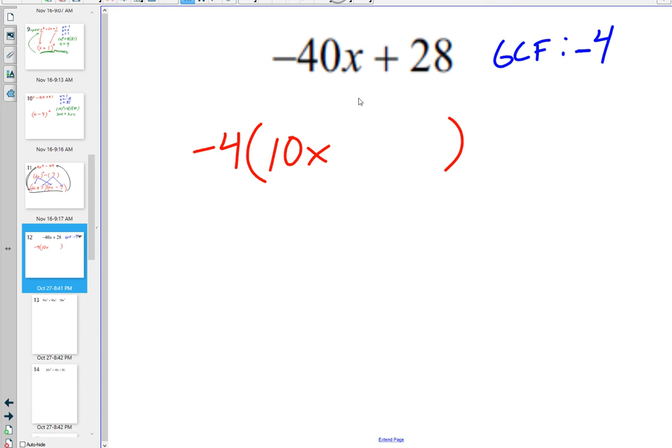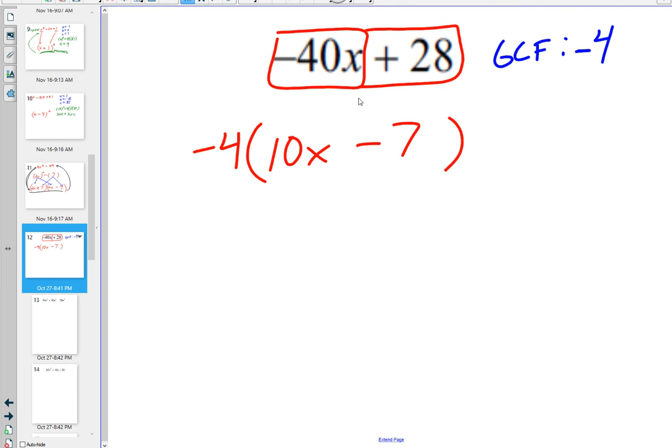Yes? Negative what? 6. Wait. Oh, 7. And that's it. It's linear. Something else that can be done. Factor. You have been factored. How do you get the negative 4? Because that's the biggest number that both of these can be divided by is 4.